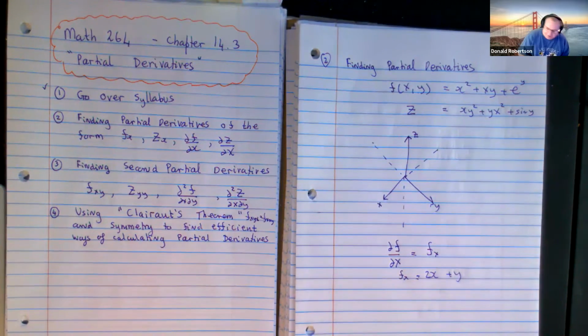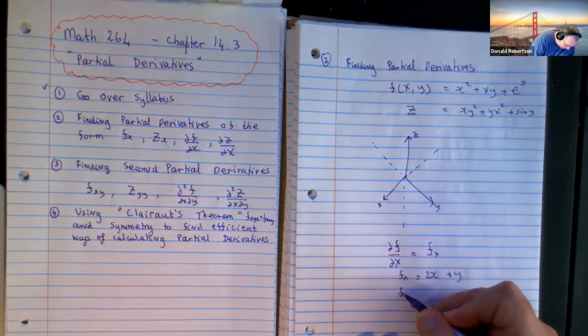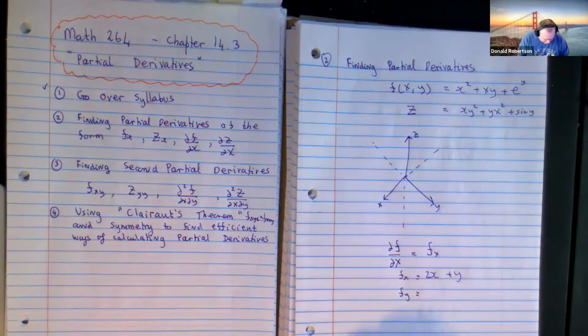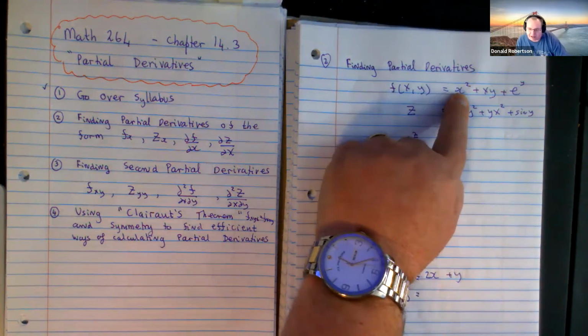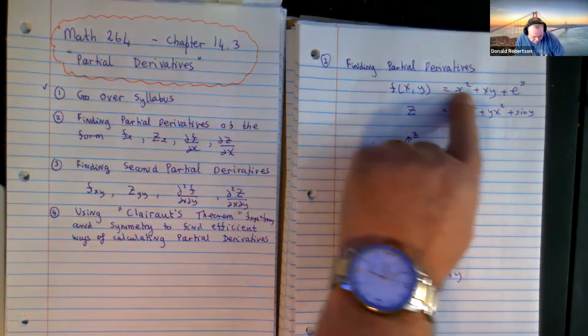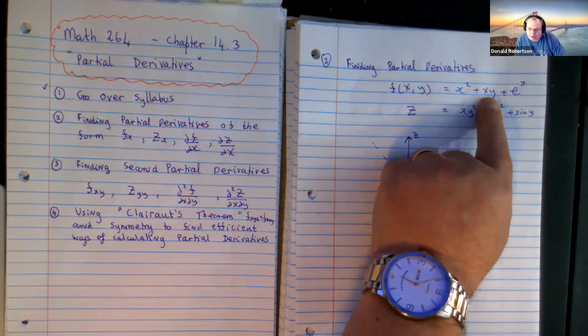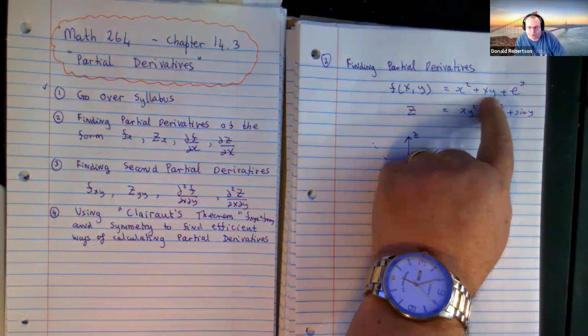So that's the answer. Now, if you did a partial derivative of that same function, but now you did it with respect to y, wouldn't the x squared get you nothing? Wouldn't this guy? Well, what would this guy get you if you differentiated it with respect to y?